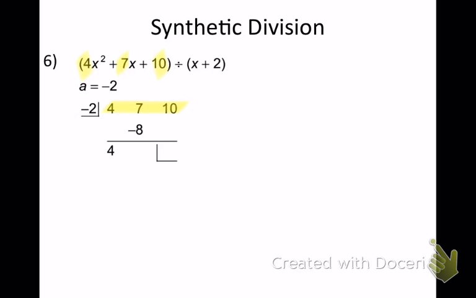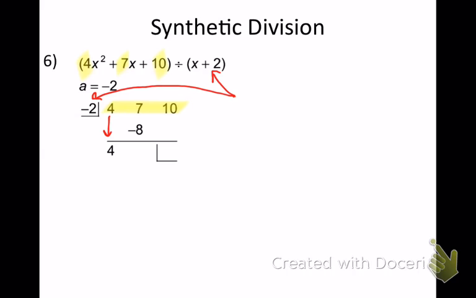Now this says x plus 2 right here. So what's going to go in the box is going to be a negative 2. It's going to be the opposite. Alright, so the first thing I'm going to do is bring the first number down. That's going to be a 4.